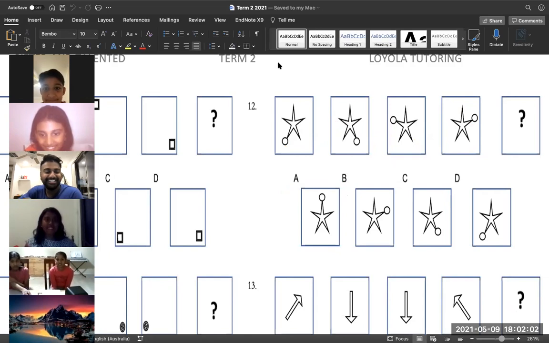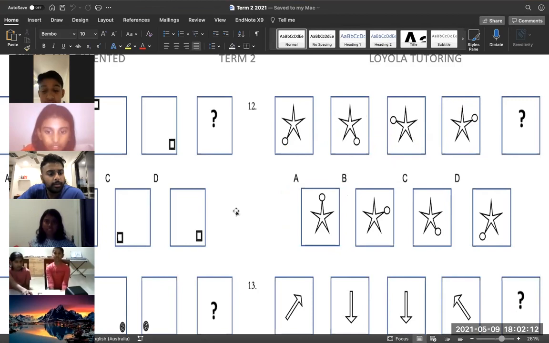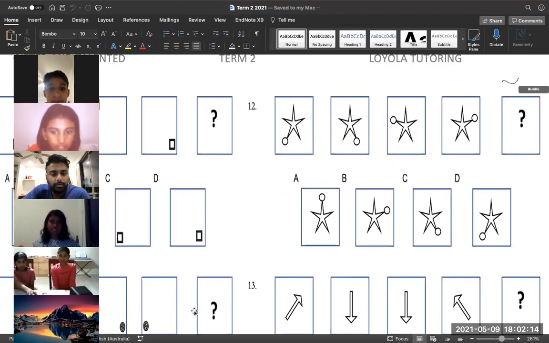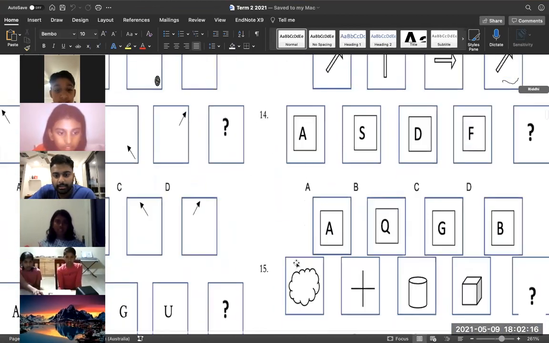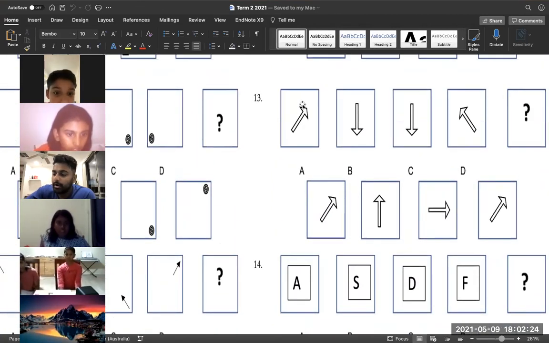Yeah, of course you can ask a question. How do you do the question for general ability number 14? Who's asking the question? Manav. Question number 14, it's the letters on the keyboard with the arrows. This one? Yeah. Oh yeah, this one's another typo, but basically it is from here to this image.